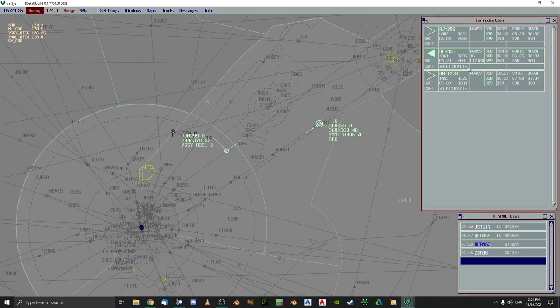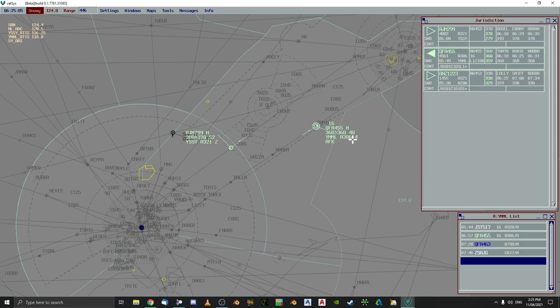Qantas 455, you're cleared the Lizzie 8 Alpha arrival, runway 16. When ready, descend to flight level 210. Now, there's another thing I've noticed, when you know a pilot is inexperienced or not. You give them a when ready, descend to flight level 210, and guess what? Within about 20 seconds, he starts descending, and he's about 250 miles away from his destination.